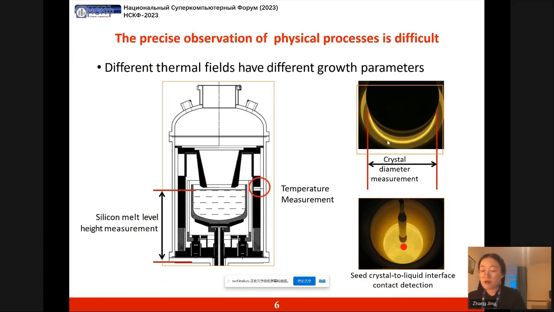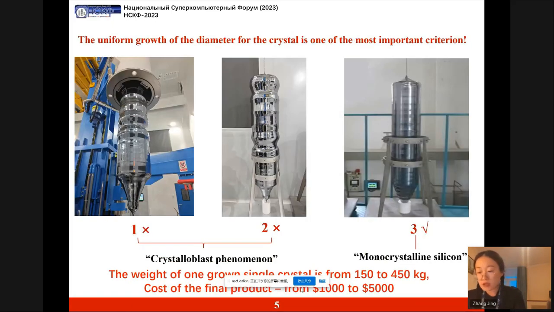Growing a monocrystal with a diameter of 300 millimeters and a length of about 2 meters takes more than 50 hours, with material costs alone exceeding $4,000. And if there is a need to change the thermal field, the costs increase to over $14,000.